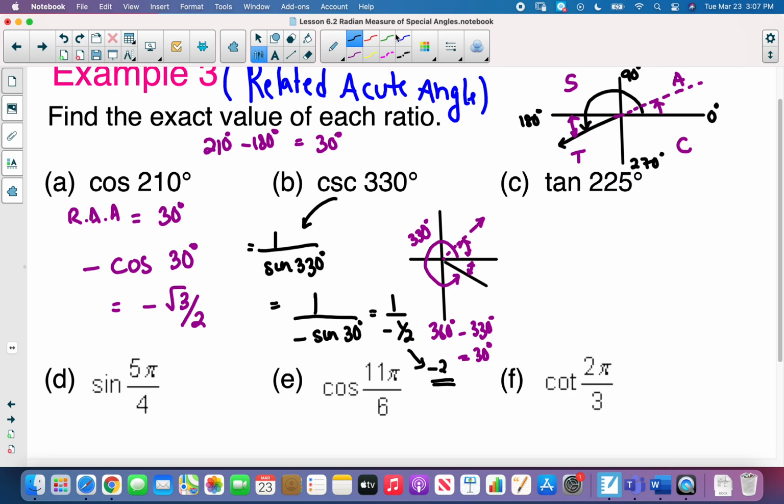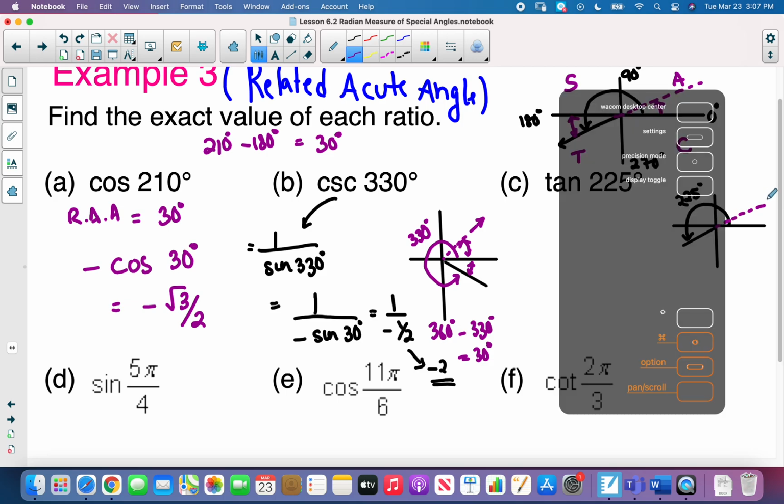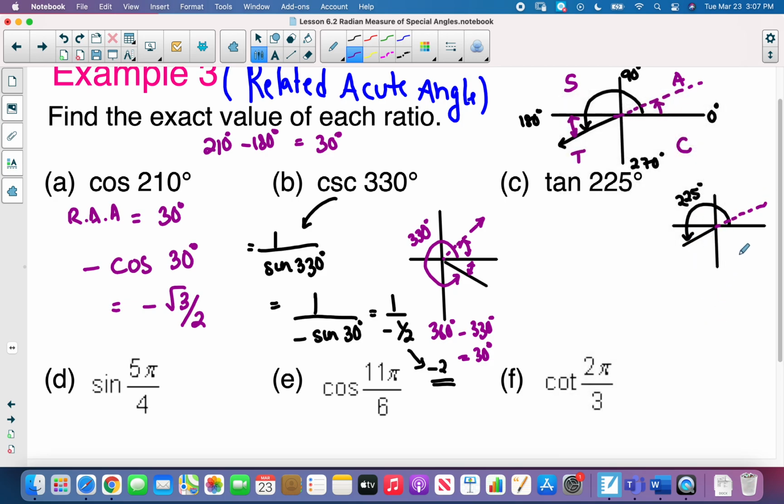Tan 225. Let's place it. Where is 225 going to be? Well, 0, 90, 180, 270. So it's going to be somewhere here, and that's the angle 225 degrees. What's the related acute angle for this? It's going to be 180 plus some amount of angle. So 225 minus 180 will give me the related acute angle, which is 45 degrees.